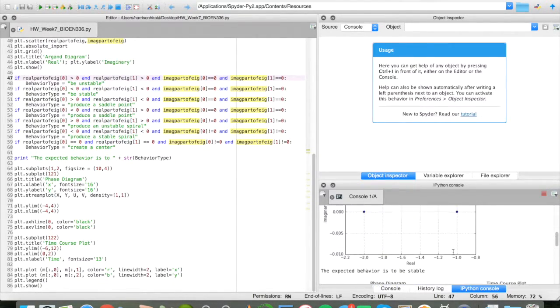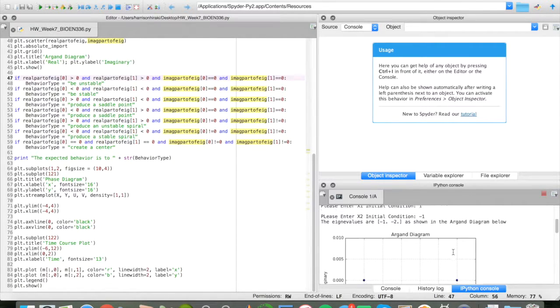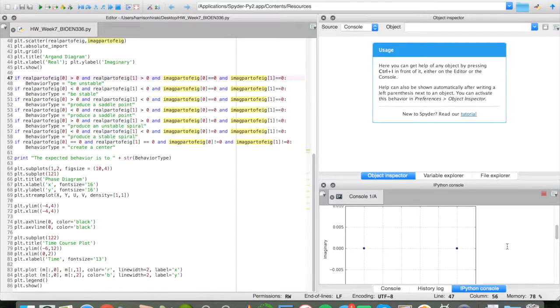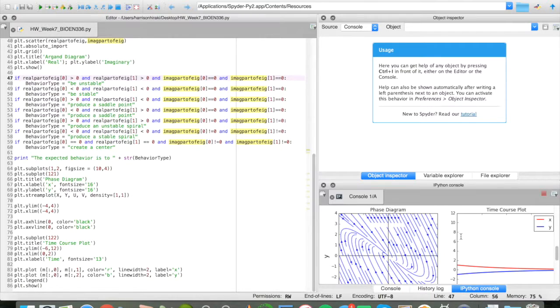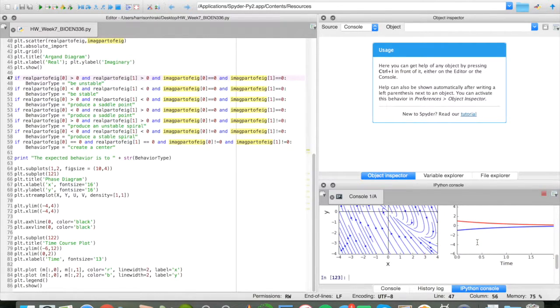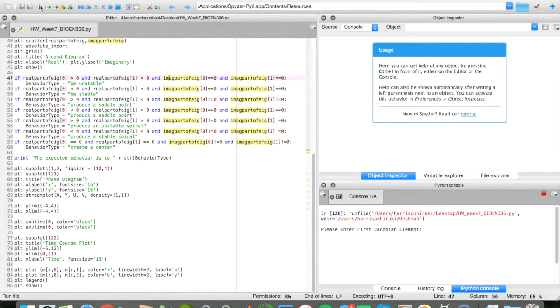We see here that the script outputs that the eigenvalues are -1 and -2 with no imaginary components, shown in the Argand diagram. Most importantly, we see that the expected behavior is to be stable. This is represented in both the phase diagram, where both x values converge to 0, and the time course plot. Let's run the script again to see a different type of behavior.